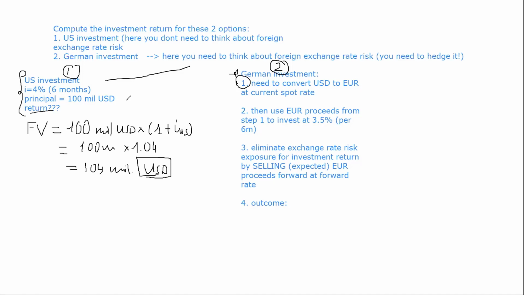So currently, let me just look back at the spot rate. Currently the spot rate is, how much is it? 1.01 euro per US dollar, okay? So if I have 100 million USD, how much can I get in terms of the euro? If I convert it into the euro, what would be the equivalent euro amount?